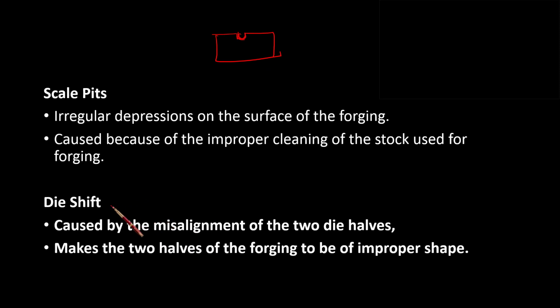Die shift: if there are two dies, one die and another die, and they are not properly aligned, the die shift problem will happen, right? Like if I wanted to make a metallic ball and you get this kind of ball, is it good? So this is known as die shift.